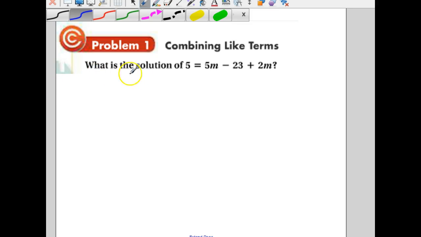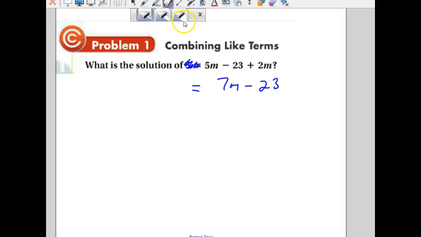Okay, here's the next question. What is the solution of 5 equals 5m minus 23 plus 2m? So once again, if you have terms that are on the same side of the equation, you don't need to do opposites. You can just go ahead and combine like terms like we would normally do. Like we would imagine that this part didn't even exist, and I just said combine like terms. It would be 7m minus 23.